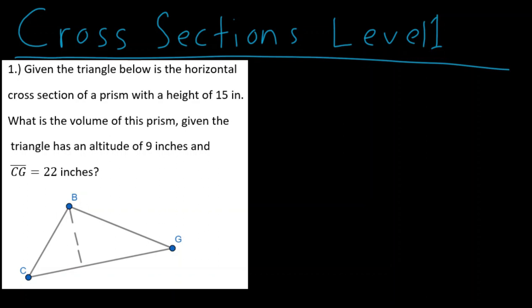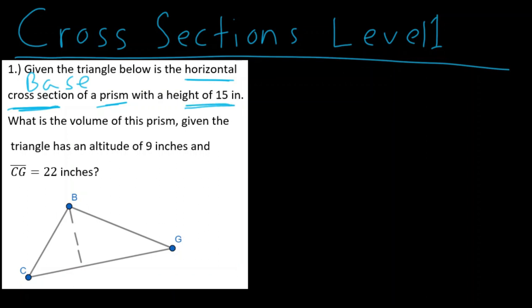Now, number 1 says this: given the triangle below is the horizontal cross section of a prism, and I want to stop you right there. Whenever we see that phrase, the horizontal cross section, I want you to automatically understand that means it is going to be the base of the prism. Now, this only works for a cylinder or a prism, but it is in fact the base, and that'll be important in just a second.